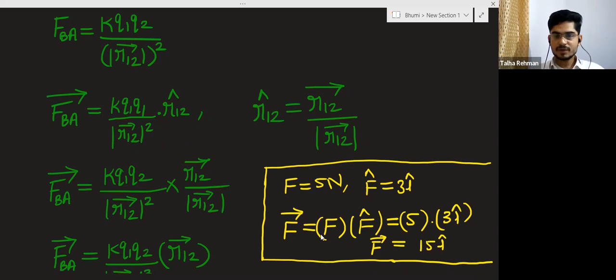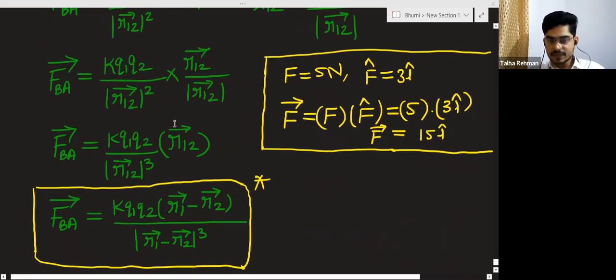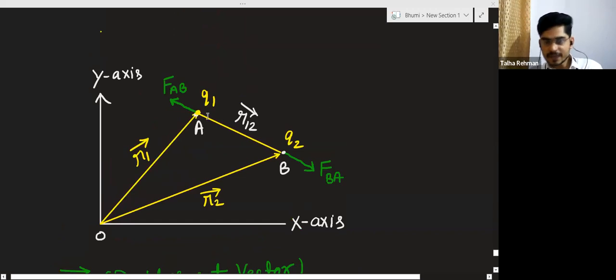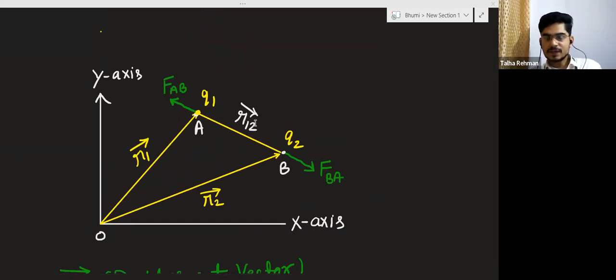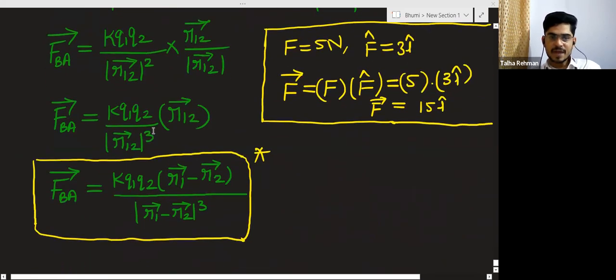This is the unit vector in the direction of force. Force is in this direction, and if we take the unit vector of this, the direction of that unit vector will be in this direction. So simply I multiply the magnitude with the unit vector.